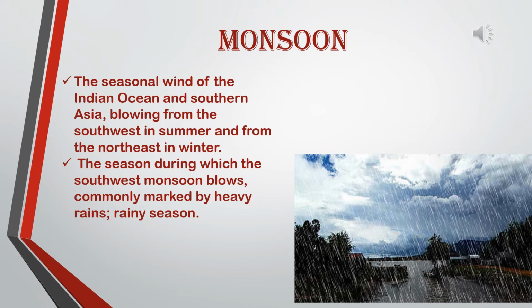Now, what is monsoon? The air which blows in some particular season in some definite direction is called monsoon. This is also a special type of land-sea breeze. In our country, monsoon blows from the southwest direction in summer and from the northeast direction in winter. The seasonal wind of the Indian Ocean and southern Asia blows from the southwest in summer and from the northeast in winter. The season during which the southwest monsoon blows is commonly marked by heavy rains, or the rainy season.